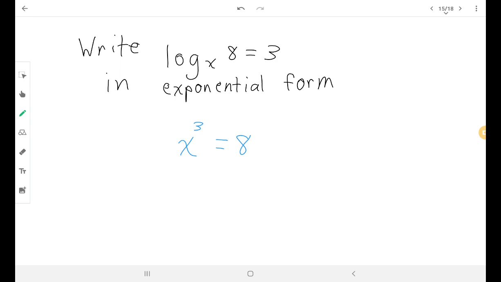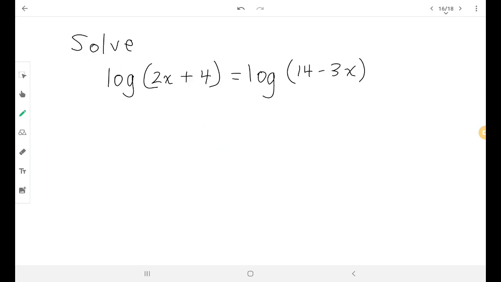And let's move on to the next problem. Excuse me. I'm going to take a little drink of water before I work on this problem.